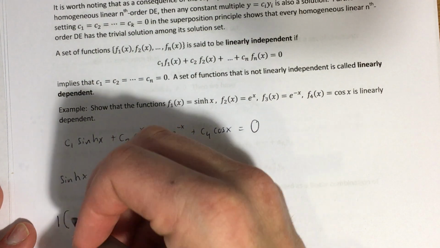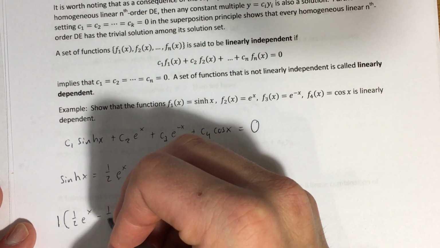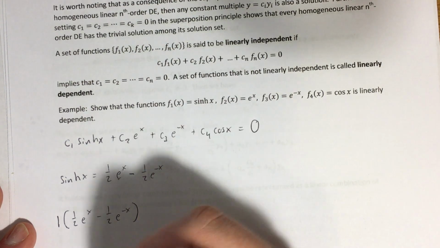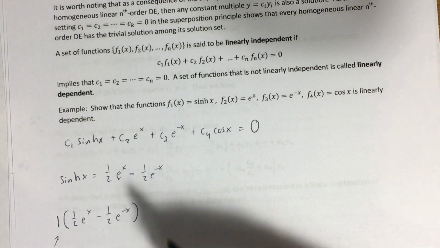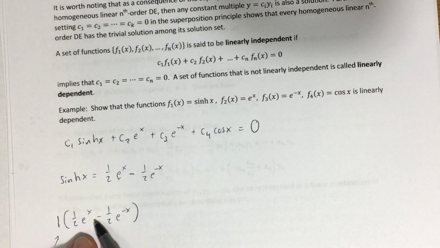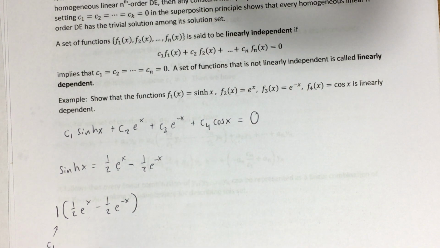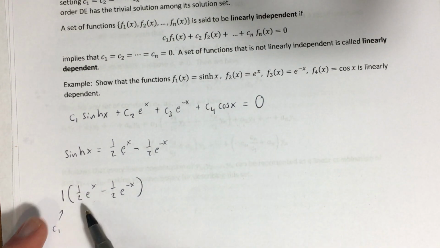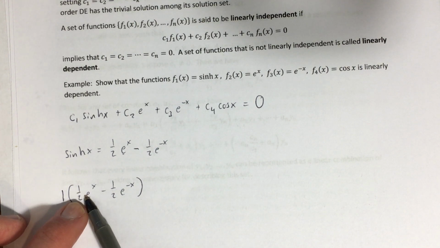1 times sinh of x, which can be written this way: 1/2 e to the x minus 1/2 e to the negative x. Okay, so remember that's C1 right there. All right. Now, I'm seeing some similarities in these terms with a couple of the functions I also have in this set that I'm looking at. Okay, so first of all, if I were to multiply that 1 in, I would have a 1/2 e to the negative x showing up as one of my terms here.